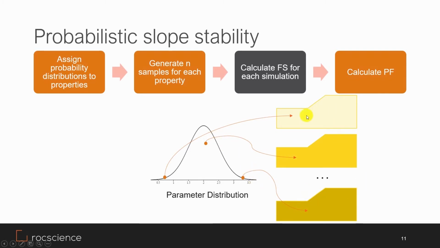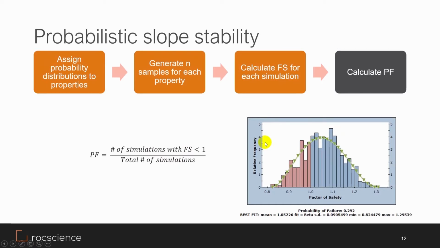So we have our 1,000 simulations, 1,000 factor of safeties. Then the probability of failure is defined as the number of simulations with FS less than 1 divided by the total number of simulations, 1,000 in this example we're looking at. So that gives us a brief overview of probabilistic slope stability analysis.